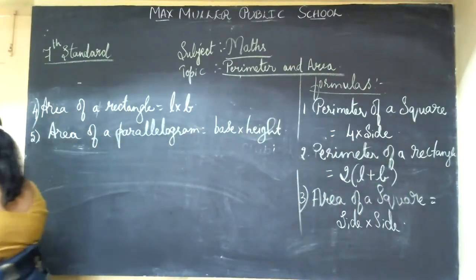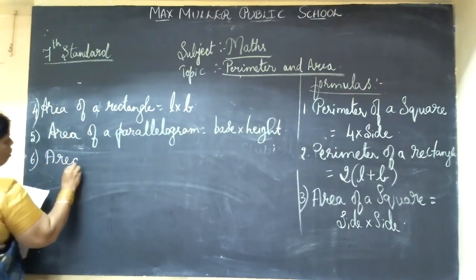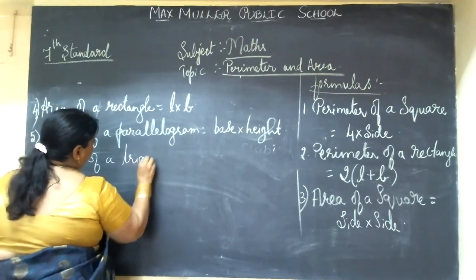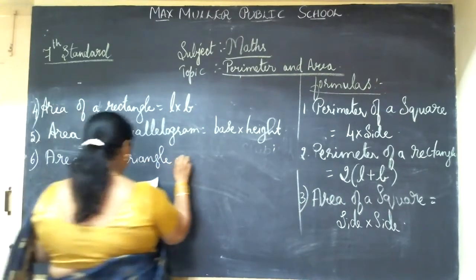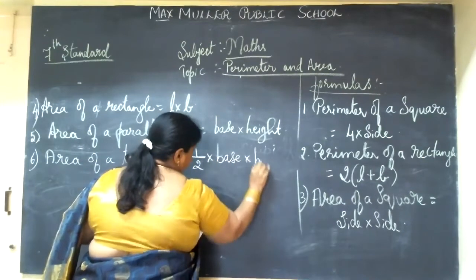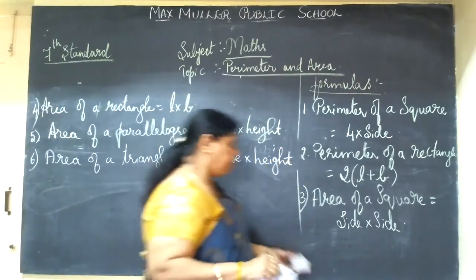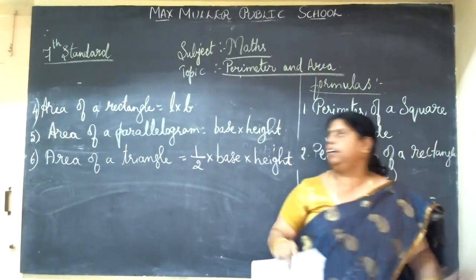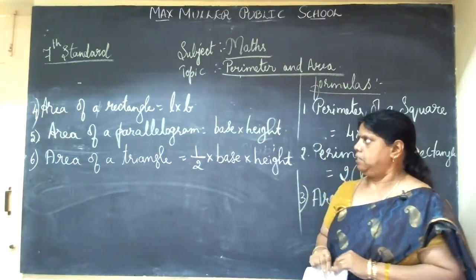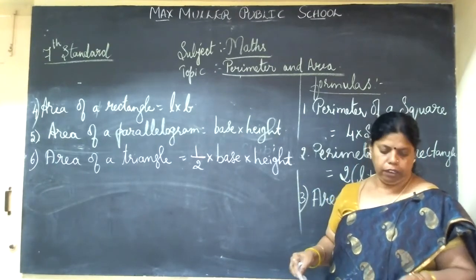Next. Area of a triangle. Area of a triangle is equal to half into base into height. Half into base into height. So these are parallelogram and triangle. Later in the 11.2 exercise you will get. There I'll explain again. Okay. Now you have to copy this much. Copy.